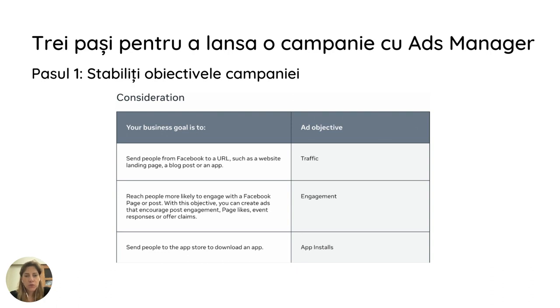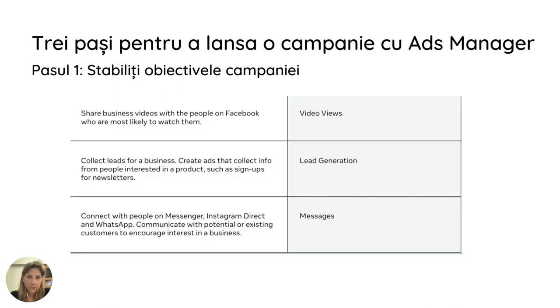Under engagement, you have more choices here. So you have traffic. This is to send people off Facebook, as we said, to a URL, either a website, landing page, or an application, and Messenger or private message on Instagram. You also have engagement. This is where you want to reach people who are more likely to engage with your post, content, video, or anything else you have in the ad. If you have an application, you can also launch a campaign to get app installs. This is when you send people to the App Store to download an app. You can also launch a video views campaign. This specifically helps Facebook find people who are more likely to watch your videos.